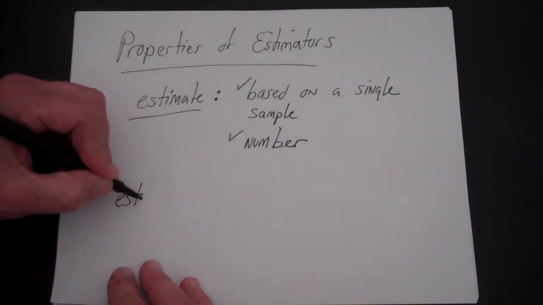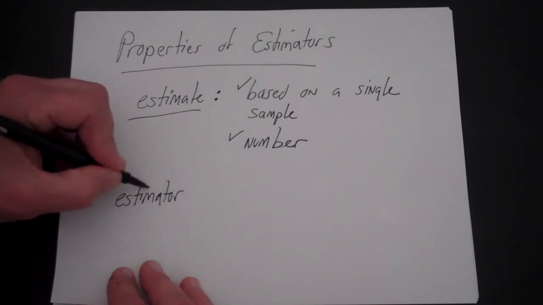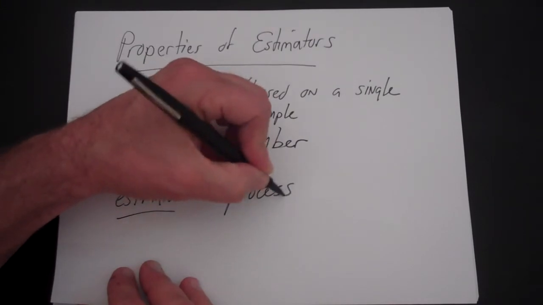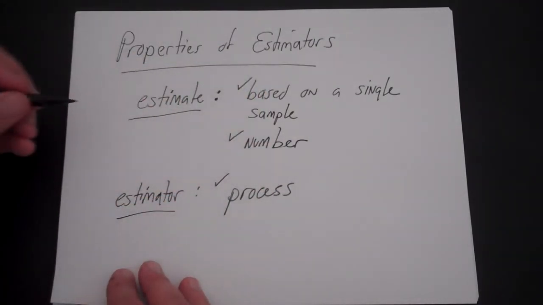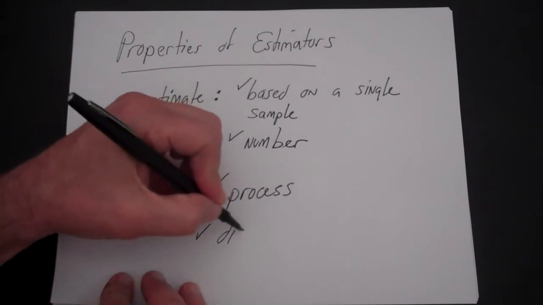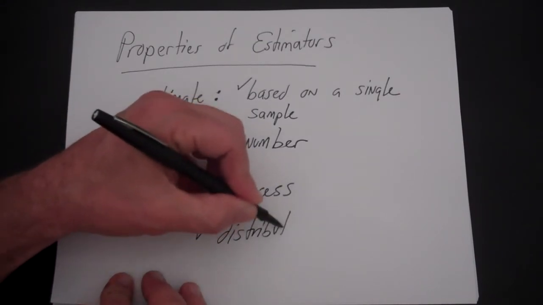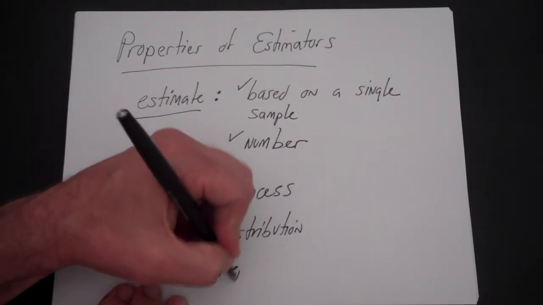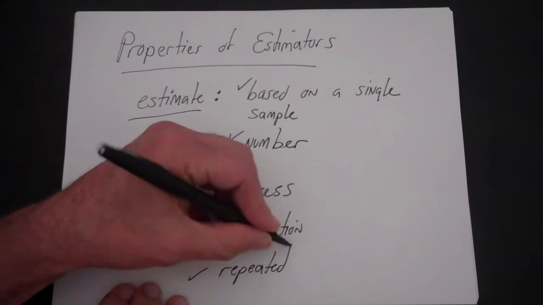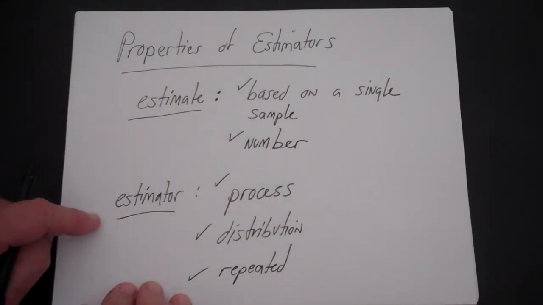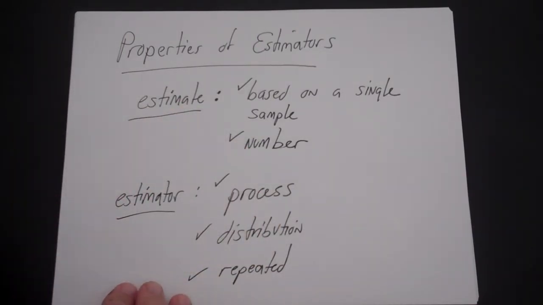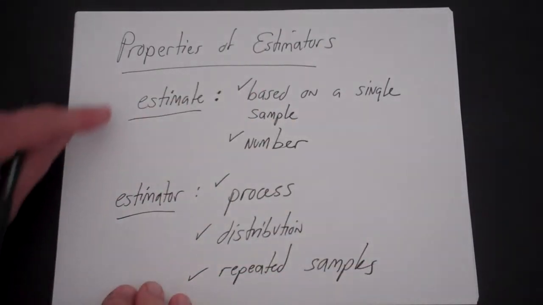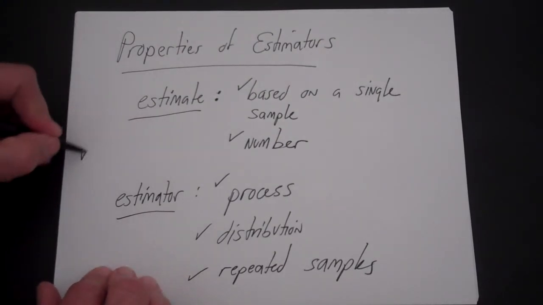So let's think what an estimator is. An estimator is a process. And what you get from an estimator is a distribution. And the key to an estimator is it assumes that you would take a repeated number of samples. Now, it's not important that you actually take the samples. It answers the question of what would happen if we did take repeated samples. That's the difference between an estimate versus an estimator.